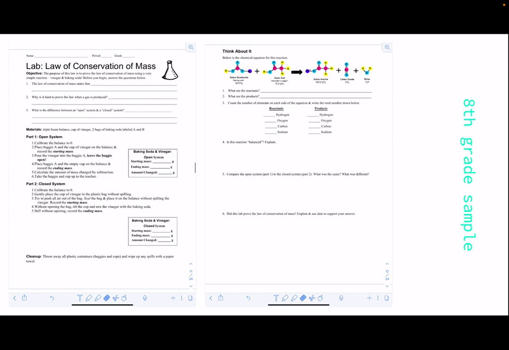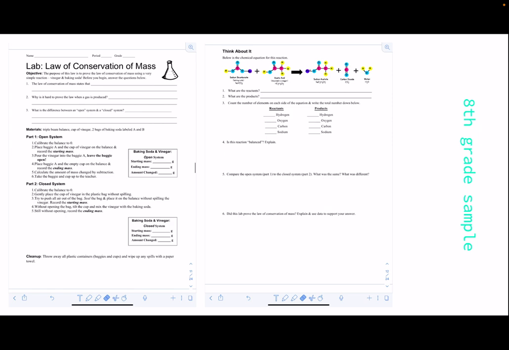Their objective is to prove the law. They're given materials, and then this procedure is written in parts. The first part is for open systems. It's 1, 2, 3, 4, 5, 6. And the next part is part 2. It's 1, 2, 3, 4, 5. Then there's a cleanup involved. Then your reflective statement is on the other side.